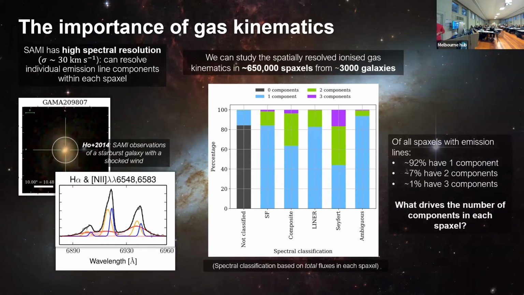To give you some idea of the numbers here, around 92% of all these spaxels in SAMI with emission lines only have 1 component, only 7% have 2 components, and less than 1% have 3 components. So these are really quite rare.